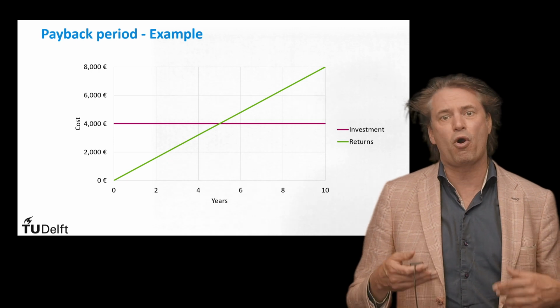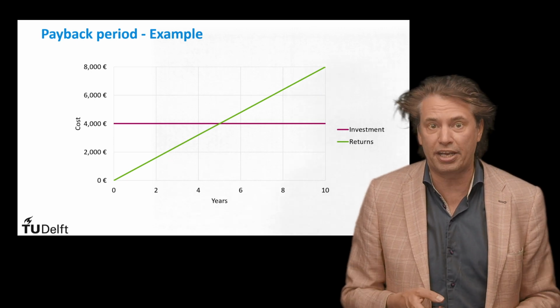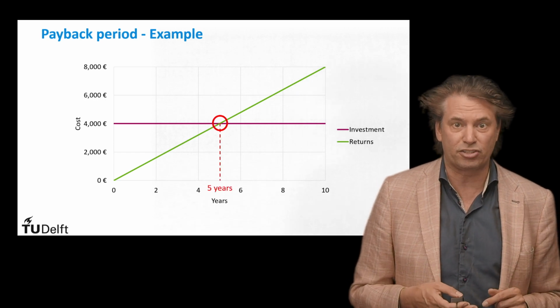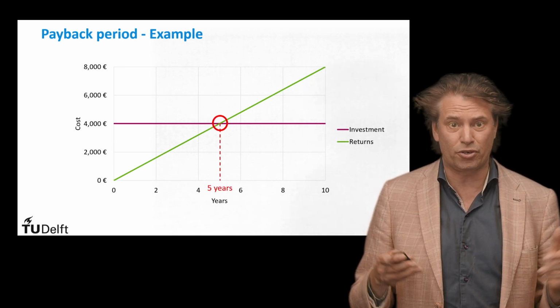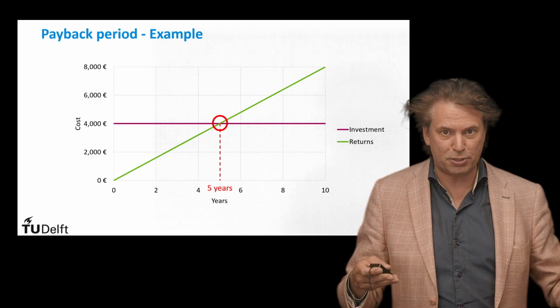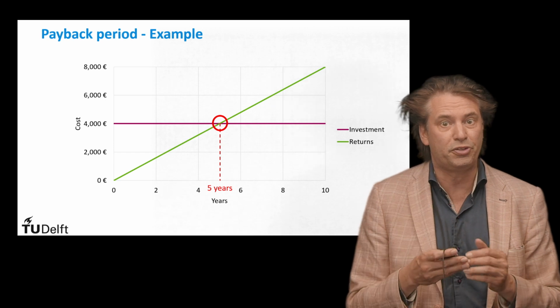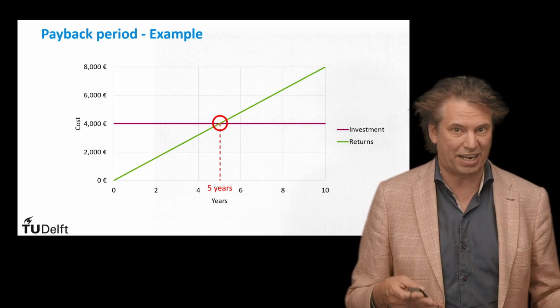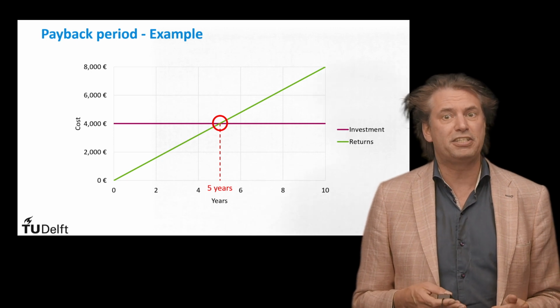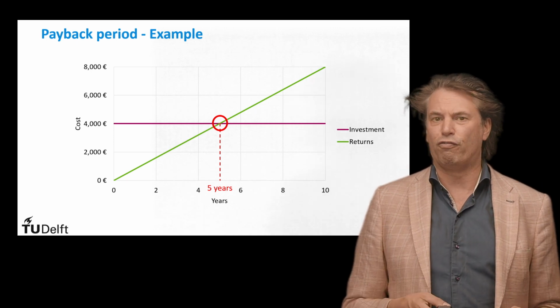As the years progress, the savings accumulate, and there comes a point in time when the accumulated savings are greater than the original investment. The period of time elapsed until that point is called the payback period or the payback time. In this case, the family's PV system has a payback period of 5 years.